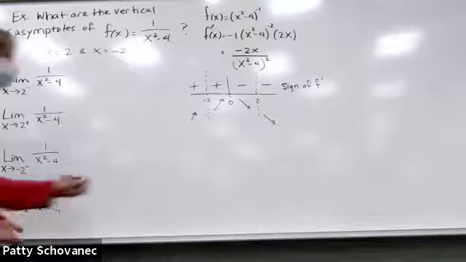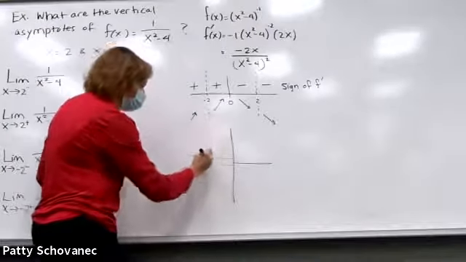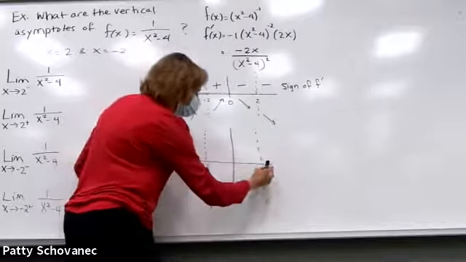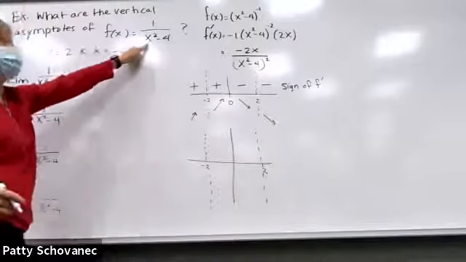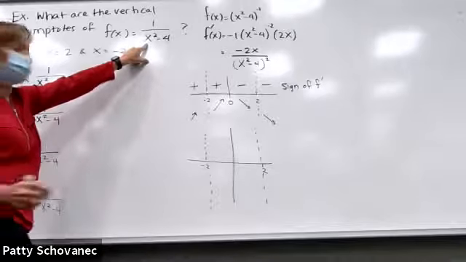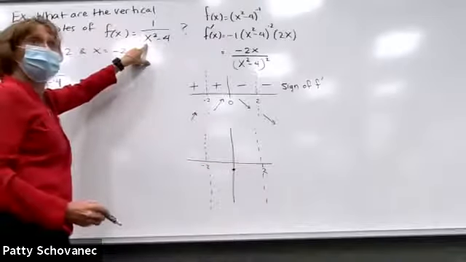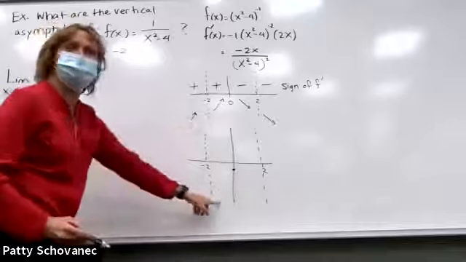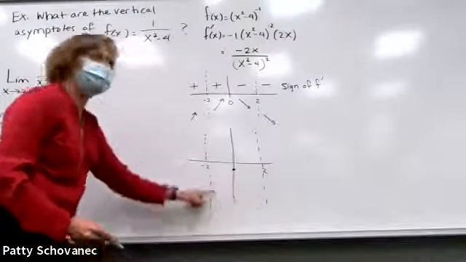Now let's see what that means to the graph. X is 0 is a max, f of 0 is negative 1/4. So in here, between the two asymptotes, is it pretty obvious what it's going to look like? Rise and then fall, but not cross the asymptotes.